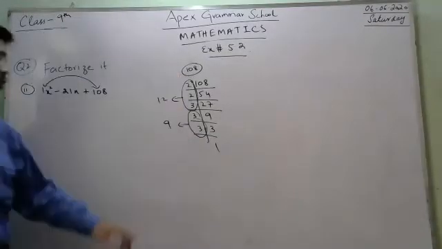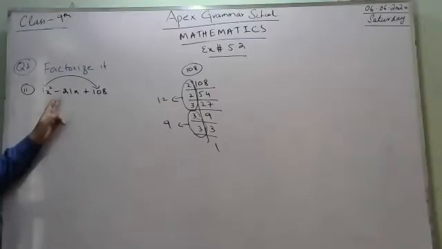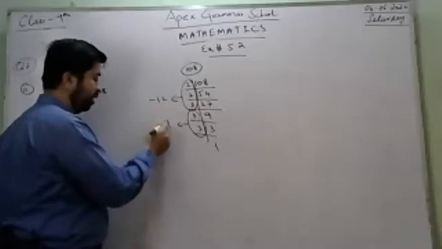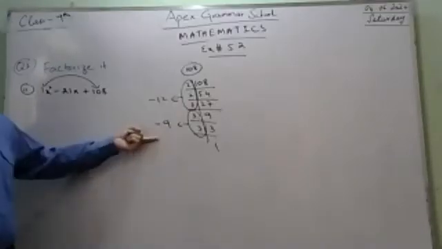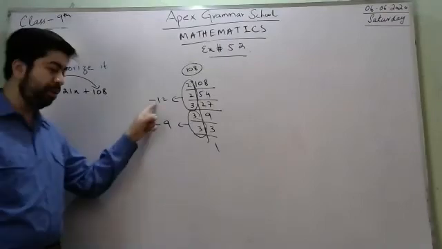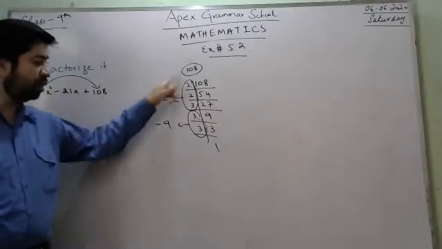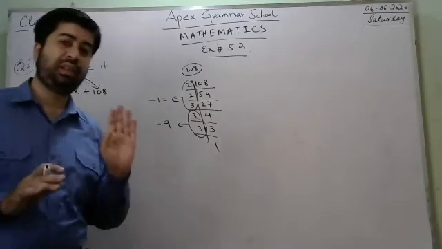After multiplying them, we can have 108. But 12 plus 9 gives us positive 21. But we need negative 21, not positive 21. So for that purpose, we will assign a negative sign to both of them: minus 12 and minus 9. After adding them, we have minus 21, and after multiplying them, minus 12 and minus 9, we can have positive 108 again. So this will give us the perfect match.